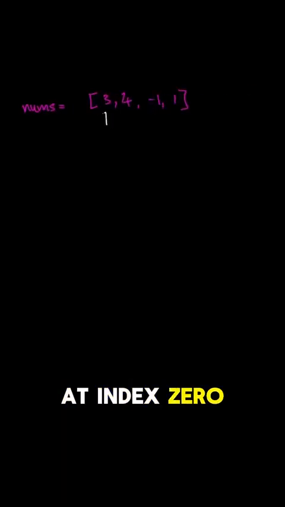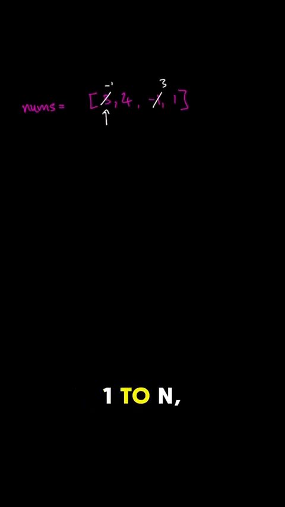Let's start off at index 0. 3 should be at index 2. So we're swapping 3. This should be -1. This should be 3. Then we keep looping until we get a negative number or a number that is in the range 1 to n. So we stop at this index. We move on to the next index.